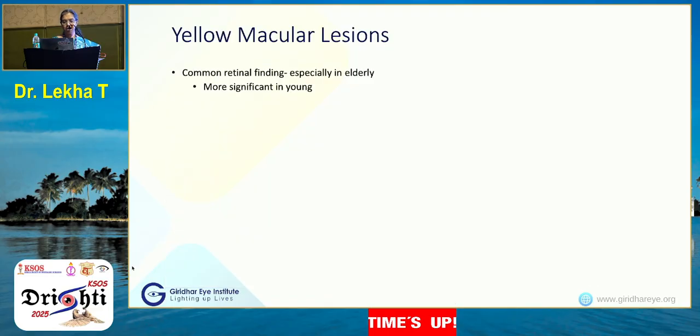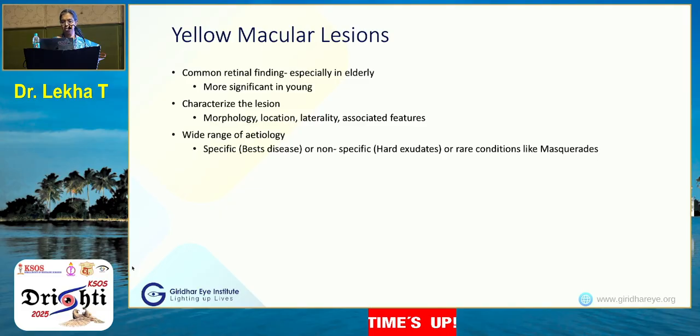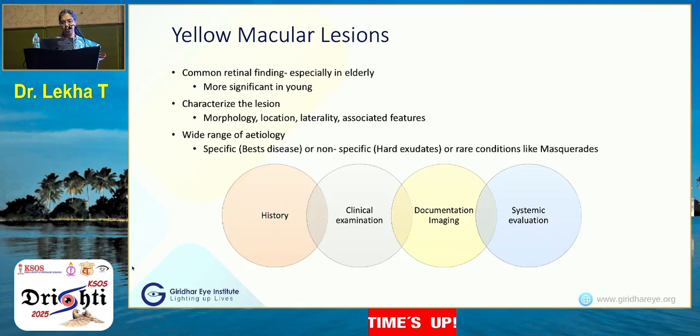So when you see yellow retinal lesions, it is a very common finding in the elderly, but in the young, it should be more significant. Try to characterize the lesions so that it will help you to understand the etiology, which can be a specific problem or non-specific like heart disease, or rare conditions like masquerade, and a systematic approach is important.